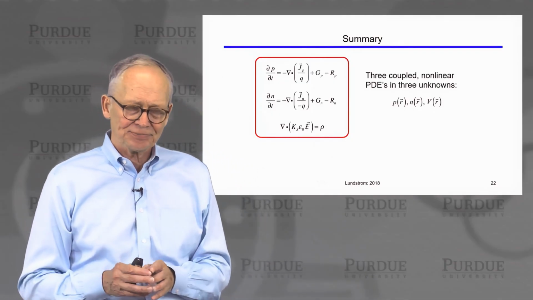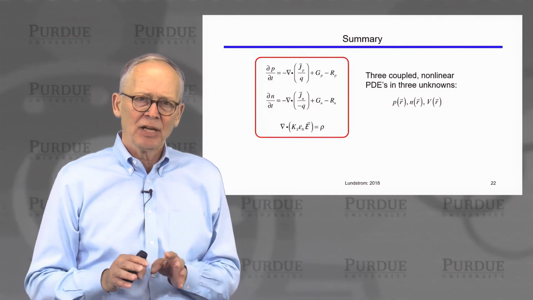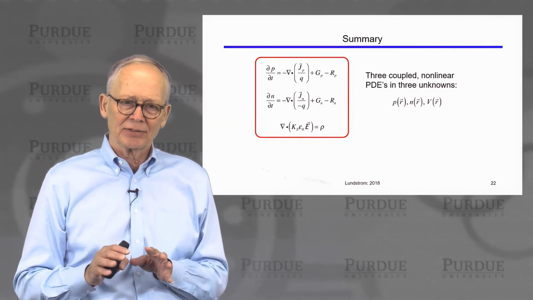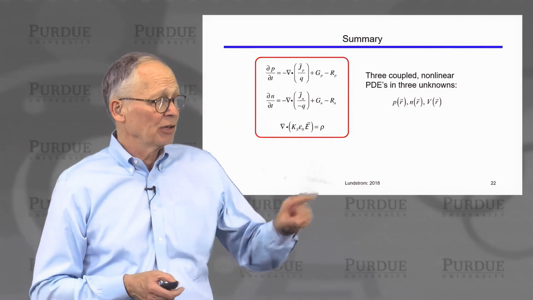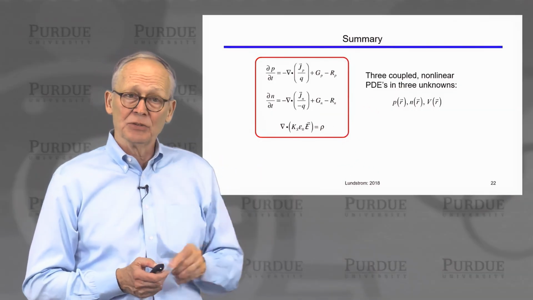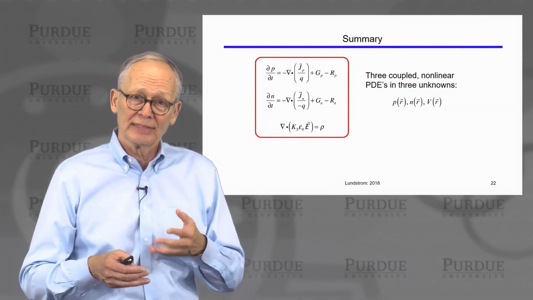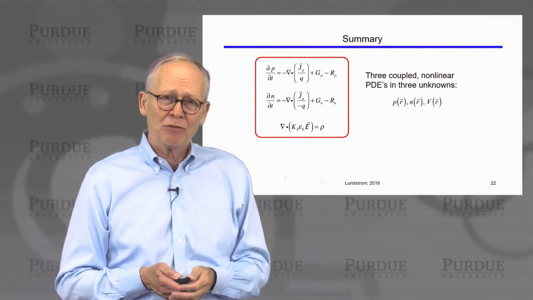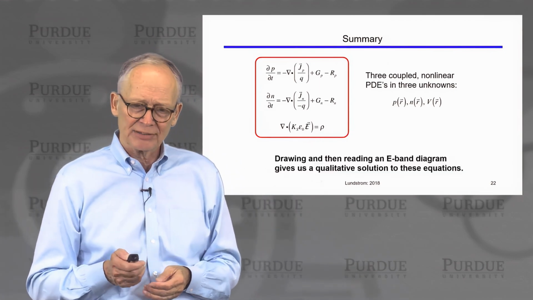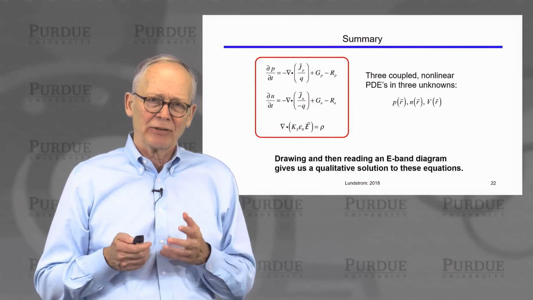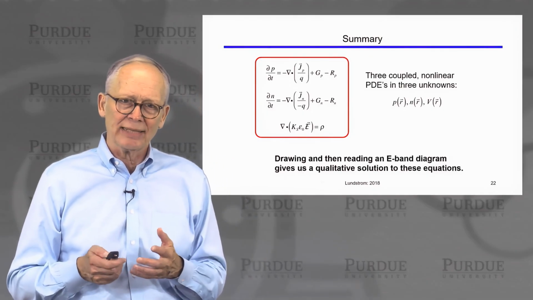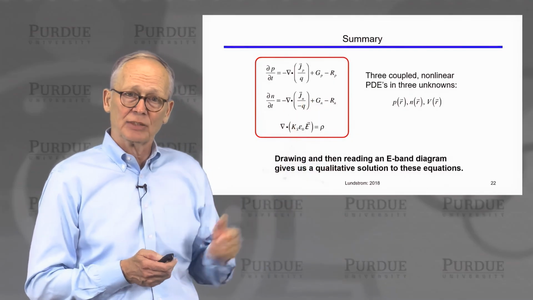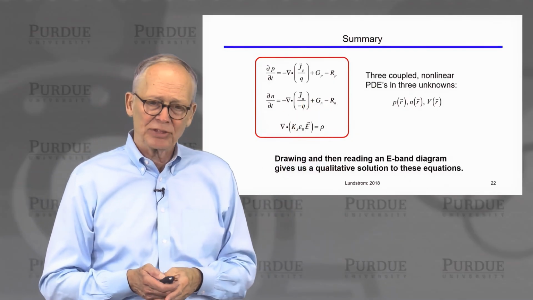Just to summarize, these energy band diagrams are very useful for providing a qualitative solution to the semiconductor equations. If we want numerical answers, we would solve these continuity equations for electrons and holes self-consistently with the Poisson equation to account for their charge. That would be the way to get quantitative numerical answers. But energy band diagrams are a remarkably simple way to get qualitative insight into what the solutions to these equations are like. So that's what they're useful for.